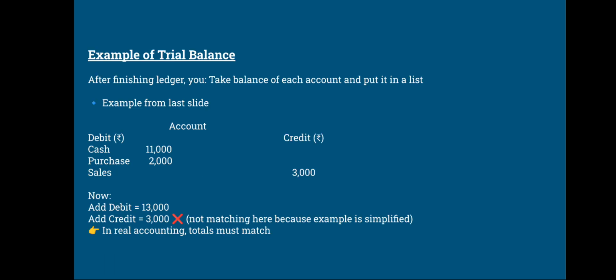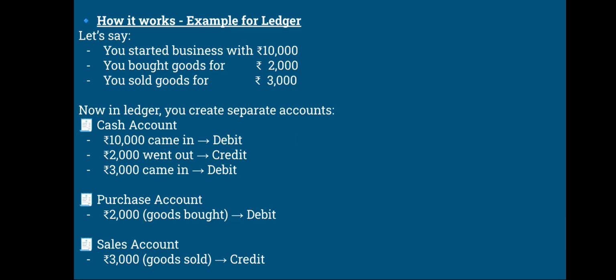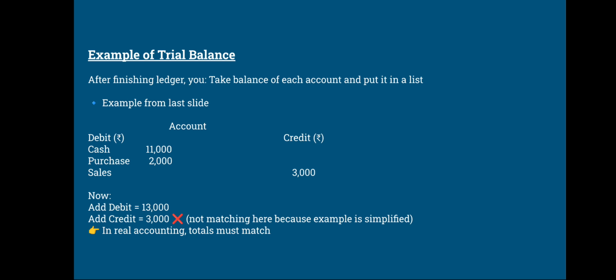And an example of trial balance, once you have finished the ledger, then you will take out the balance from the ledgers to trial balance. And here you can see in the last format, in cash account, if you total out 10,000 debit, 2,000 credit, you will subtract the 2,000 from 10,000. Now the balance is 8,000 and then 3,000 came in from the sale. So 8,000 plus 3,000 is 11,000, and you can see cash account is recorded with 11,000.